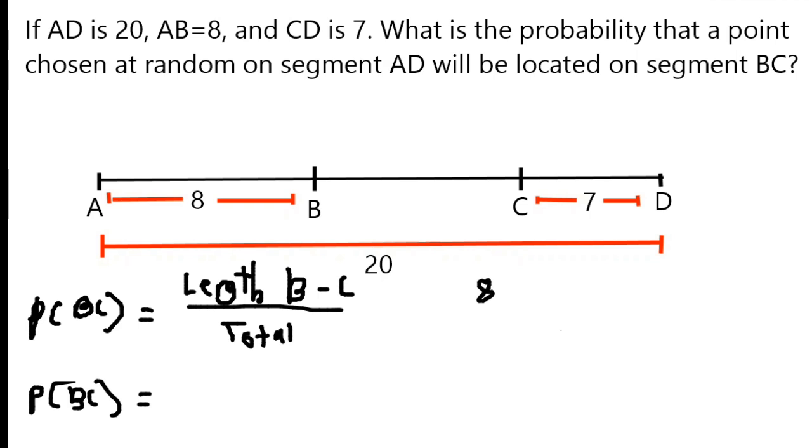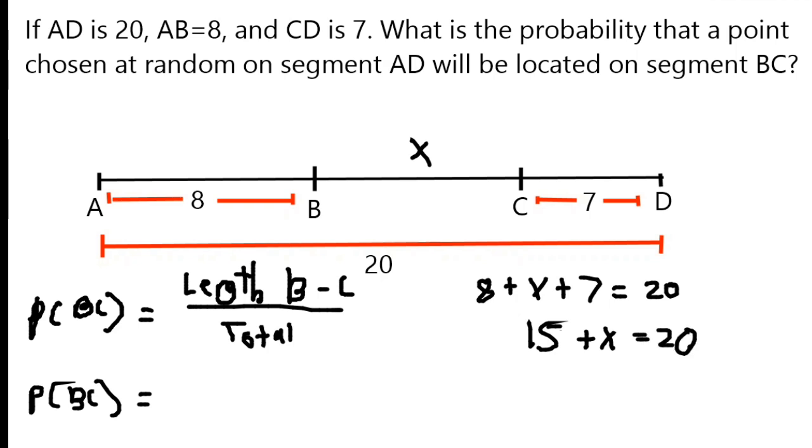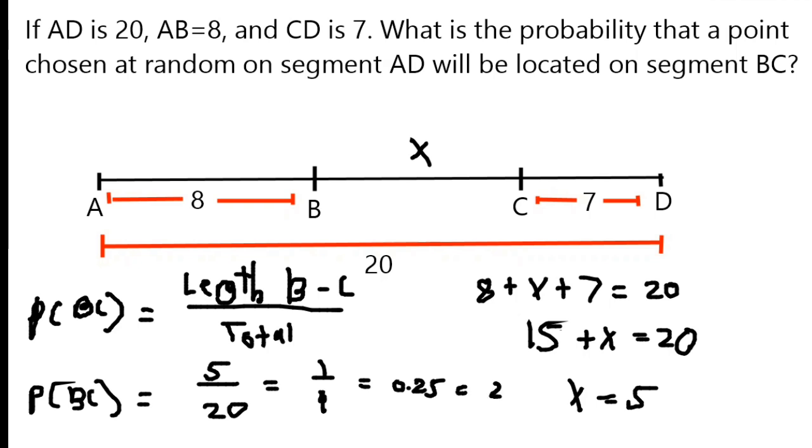In order for us to calculate the length of segment BC, let's call it x. So the sum of it will become equal to 20. So 8 plus 7 is 15, plus x equals 20. We can transpose 15 to the right side, it becomes negative, and subtracting, we get 5. So line segment BC is equal to 5, and the total length of the segment is 20. So this is going to be 1/4, and then 0.25. So the probability that the point chosen is on line segment BC is equal to 25%.